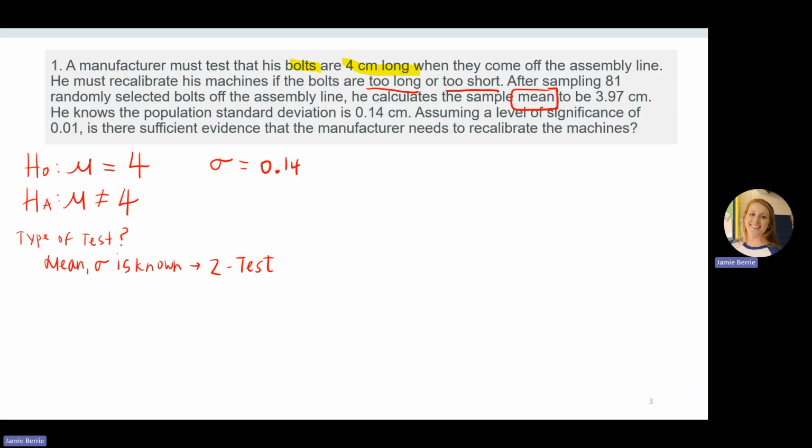We're also supposed to be stating the level of significance, which is alpha. We were told that that was 0.01. Remember, alpha is like the probability of making a mistake. So this is a very low chance of making a mistake. All right, so 0.01. Let's grab our calculator.